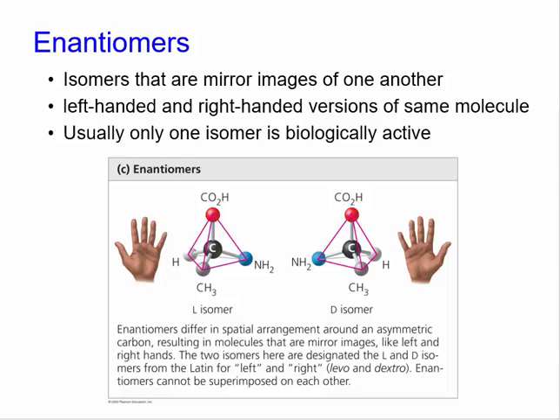So in this example here, we have a left and a right compound. And if we were just to look at the chemical formula, it's going to be the same. It looks pretty much the same structurally, but we couldn't overlap them. They're mirror images of one another.